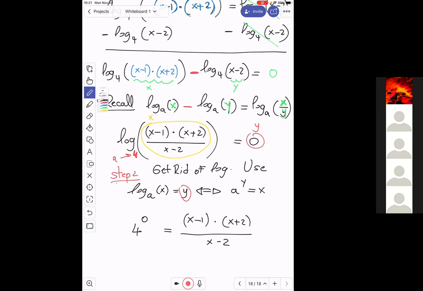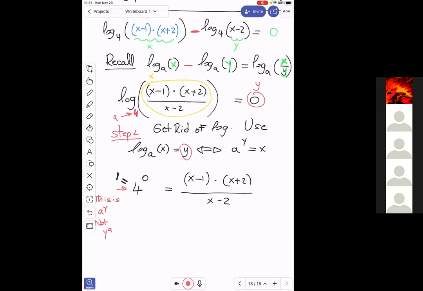Just be careful here. This is a to the y, not y to the a, because this is a common mistake. But anyway, 4 to the power 0, any non-zero number to the power 0 is just 1. So this thing here is just equal to 1.